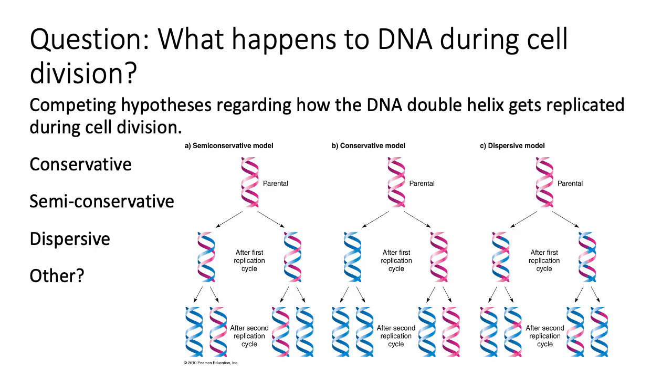So what are the others? Well, we have three possible methods. We have conservative replication, semi-conservative replication, and dispersive. And what are these? So semi-conservative is the model that is predicted by Watson and Crick. That is, you put one strand on the left, one strand on the right, each one gets a copy made on it, and then you have two.